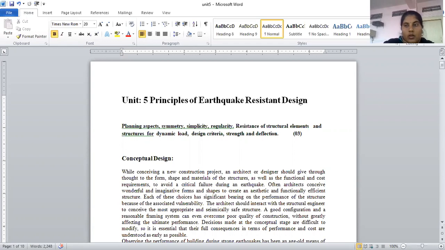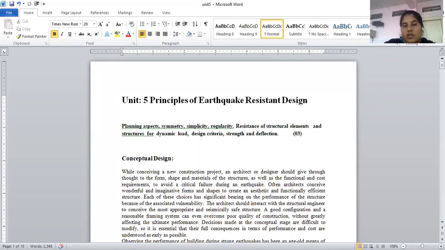Today we will start unit number 5. The name of the chapter is Principles of Earthquake Resistant Design. As the name implies, we have to study how to make a building earthquake resistant.